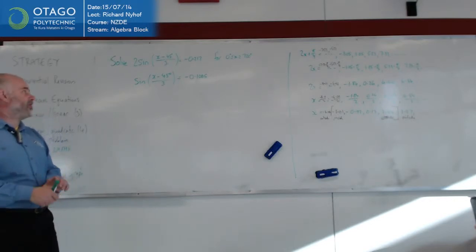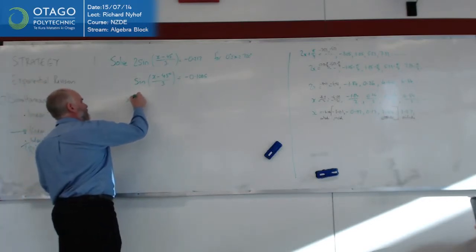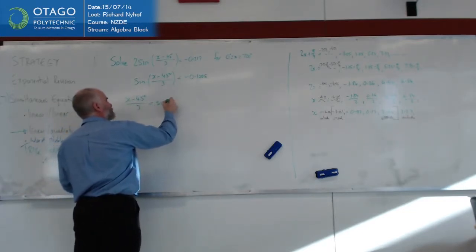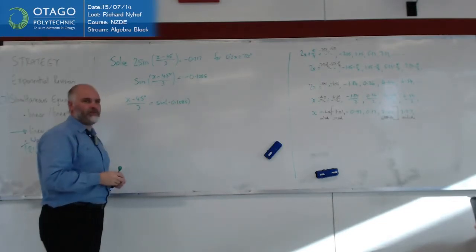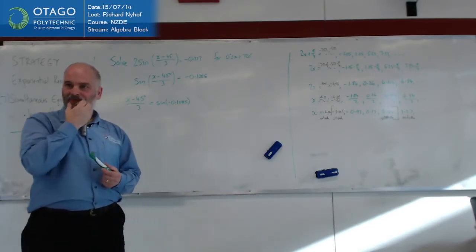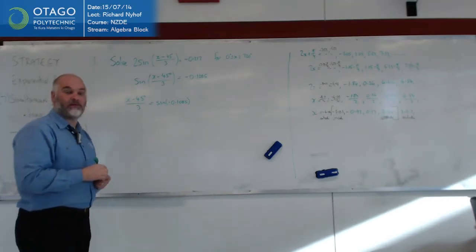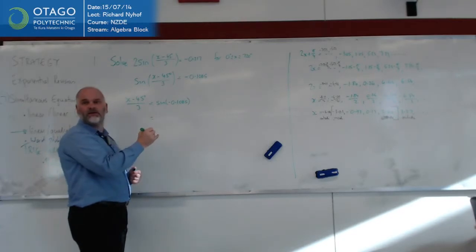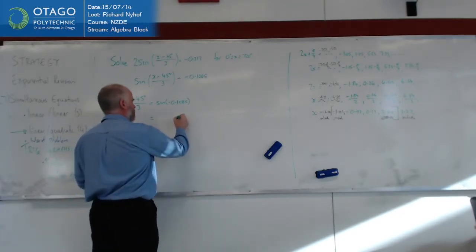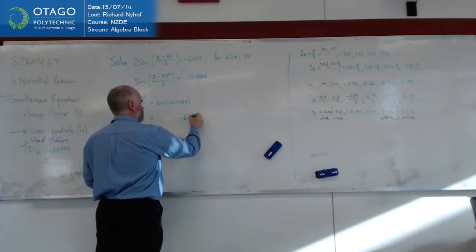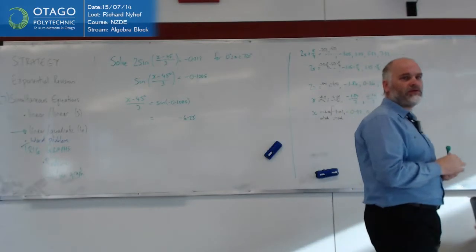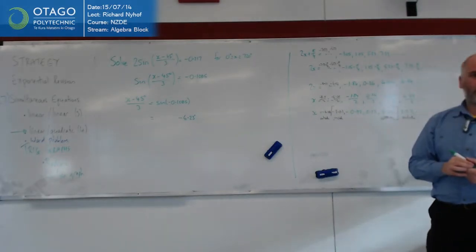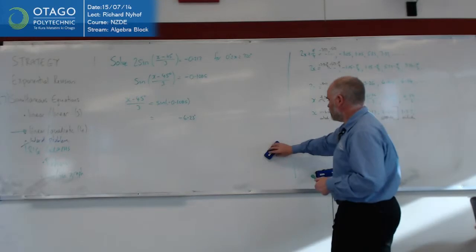Undo the sine, so that means I get a sine inverse. So (x minus 45 degrees) over 3 equals sine inverse of negative 0.1085. Say again. Negative 6 degrees, isn't it? So that's, you've got your calculator in degrees, so negative 6 degrees. Yep, that looks about right to me. I'm happy with that.